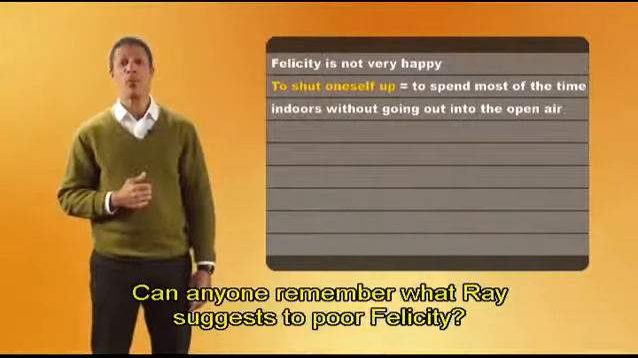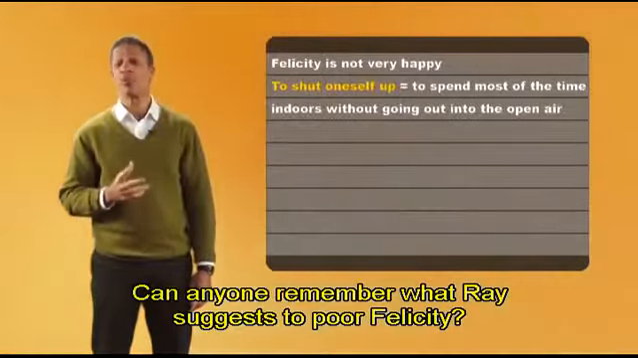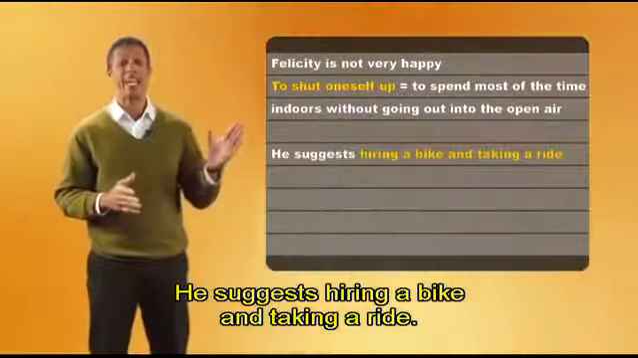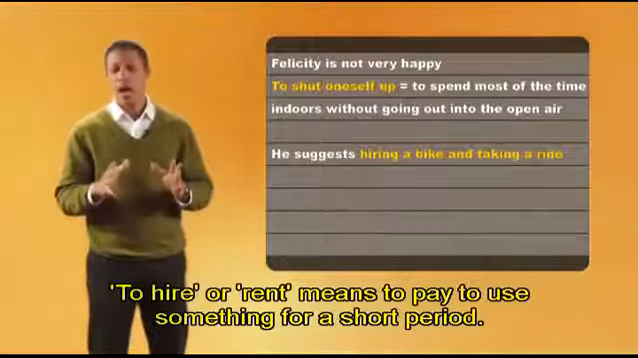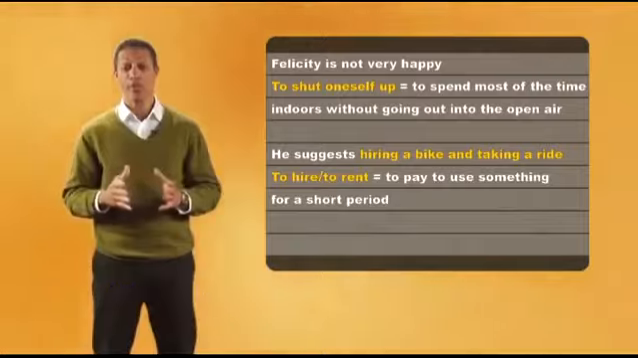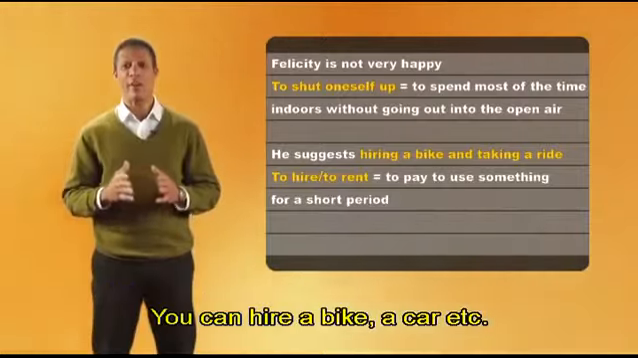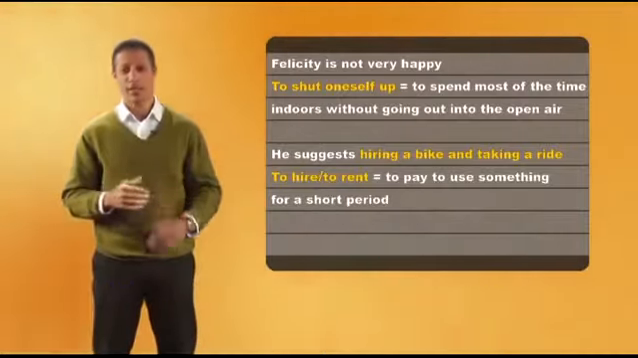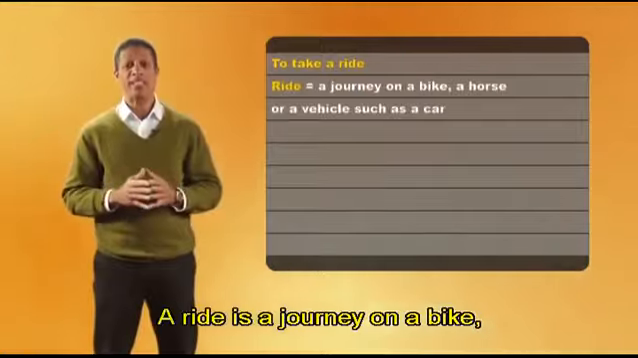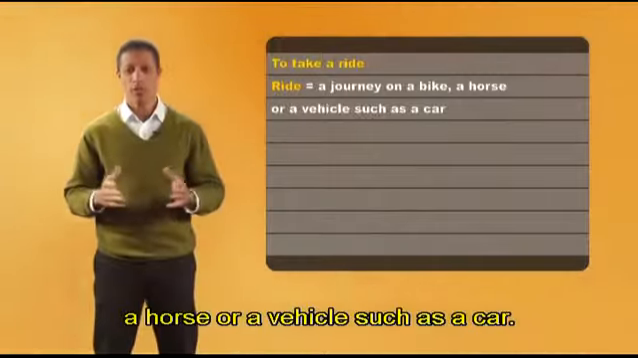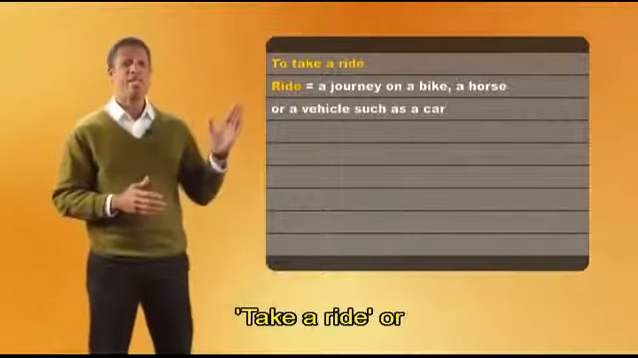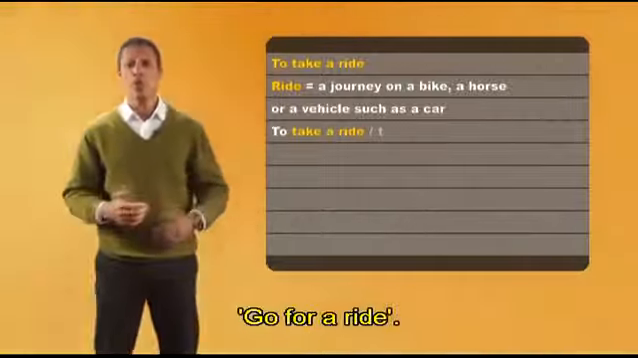Can anyone remember what Ray suggests to poor Felicity? He suggests hiring a bike and taking a ride. To hire or rent means to pay to use something for a short period. You can hire a bike, a car, etc. To take a ride. A ride is a journey on a bike, a horse, or a vehicle, such as a car. You can say, take a ride, or go for a ride.